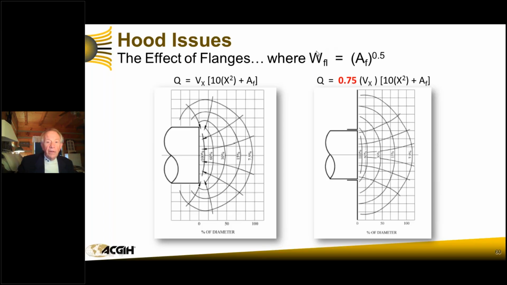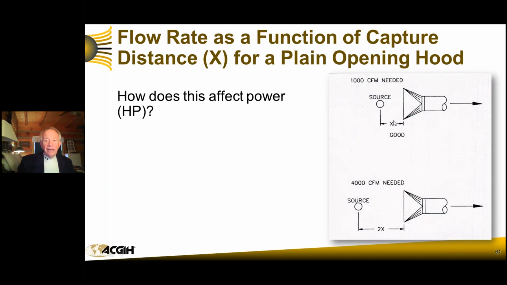And know that the effective flange width, in order for it to be effective on contaminant reduction, must be the square root of the area of the face of the hood. Flow rate is a function of capture distance. At twice the distance, how much? We already know this. We need 1,000 CFM at X distance away. What happens when we double the distance? We need 4 times the amount of CFM.